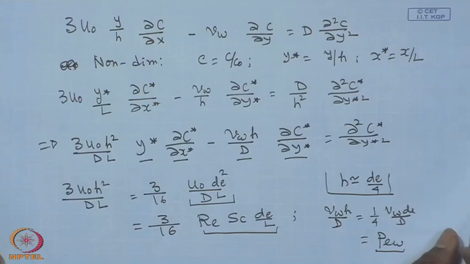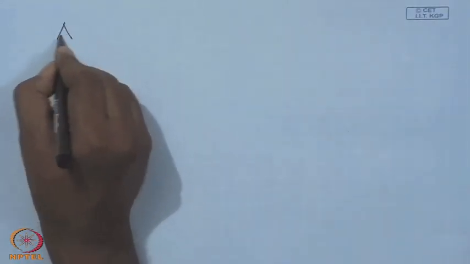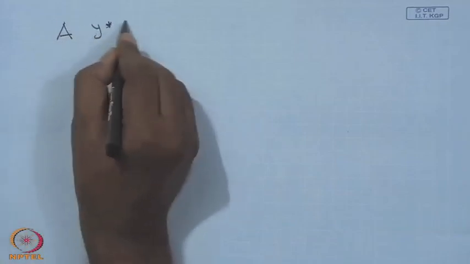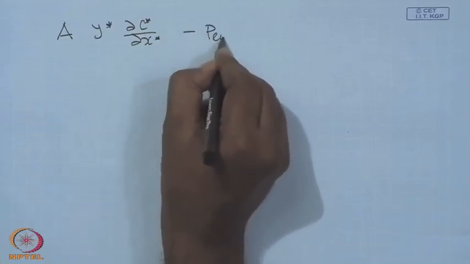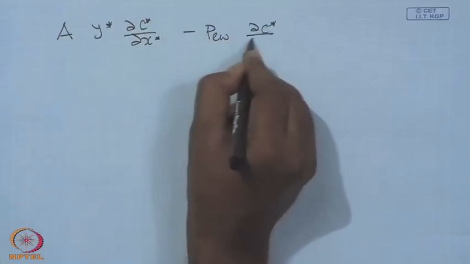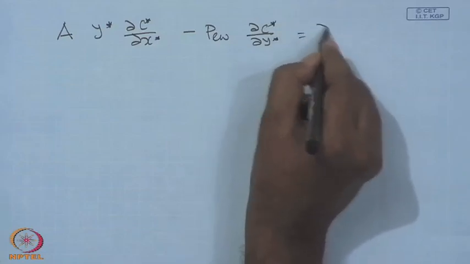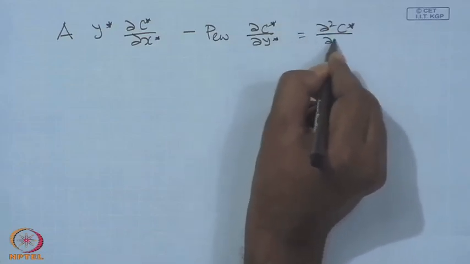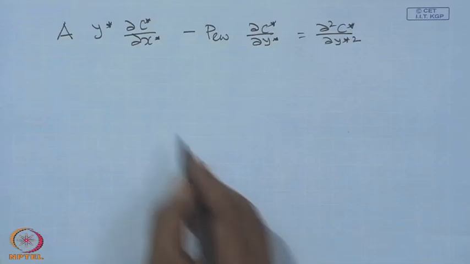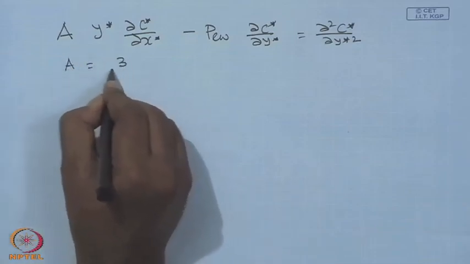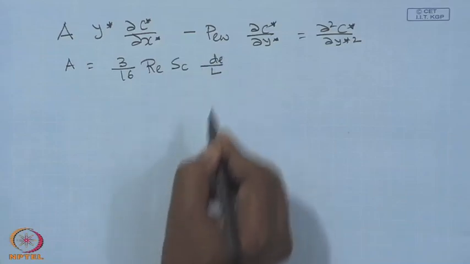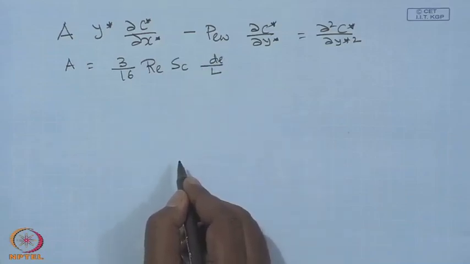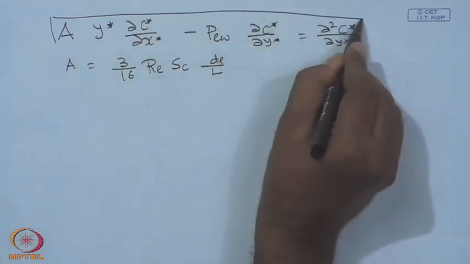Now, let us put this equation in the governing equation. So this becomes a y star del c star del x star minus Pe_w del c star del y star is equal to del square c star del y star square, where a, the constant term, becomes 3 by 16 Reynolds Schmidt d by L. Therefore this becomes a constant, and we will have the governing equation like this.